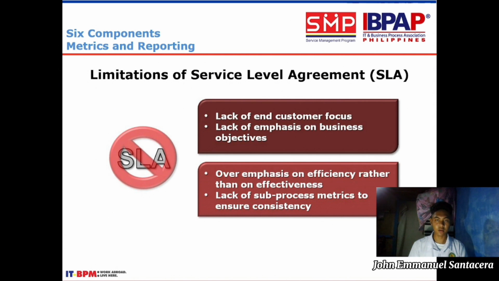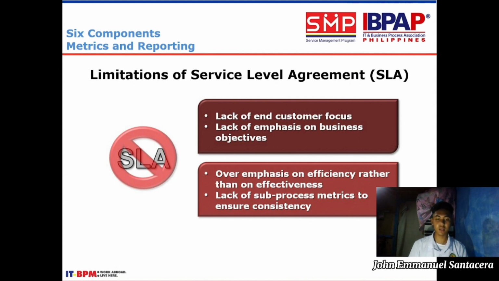And last, for my part in this report, limitations of the service level agreement or SLA. Lack of customer focus means that if you are not focusing on your client's needs, it can lead to negative consequences. Lack of emphasis on business objectives means that if the company's objectives are lacking, it did not meet or achieve the mission and vision of the company. And overemphasis on efficiency rather than effectiveness.